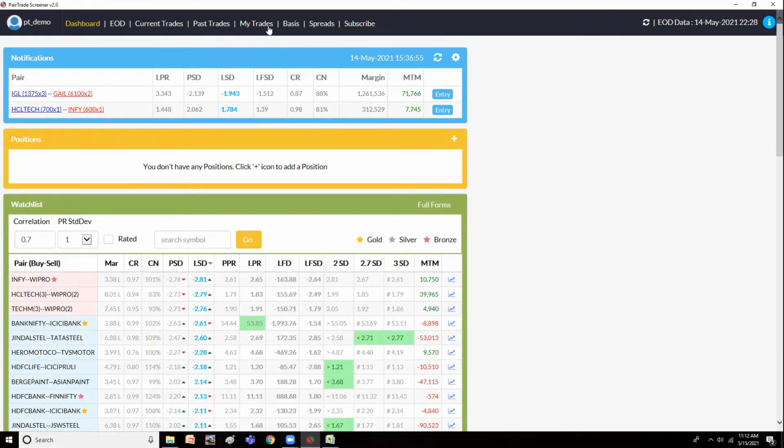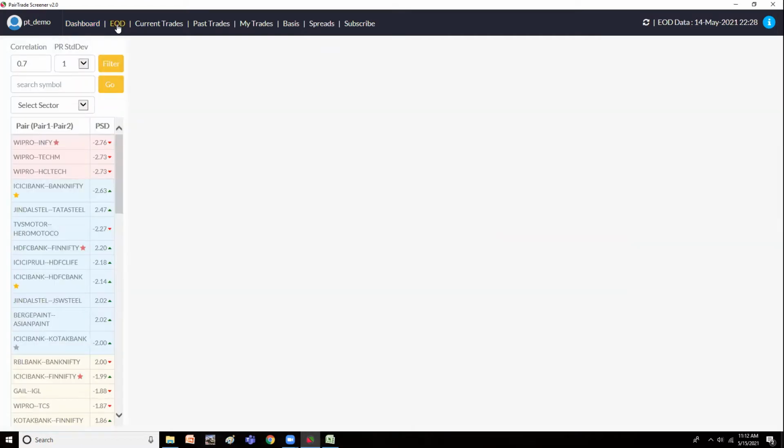Screener has multiple tabs. Dashboard is the live section where, in the live market, this page would be refreshed every 1 minute and all the calculations are up to date up to the last 1 minute. And the EOD is the end of the day section where all the calculations are done at the end of the day. So if you see here, the end of the day data is last calculated on 14th May.